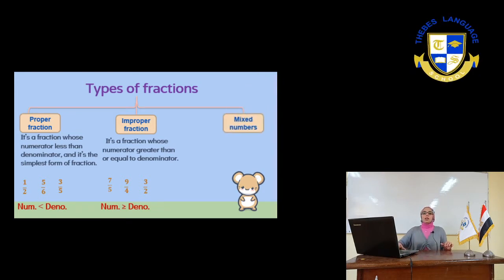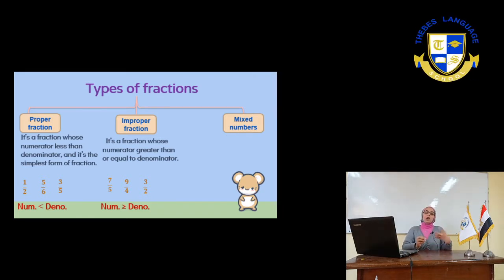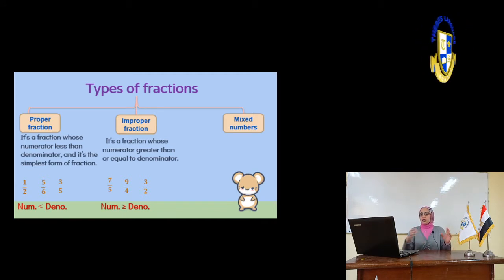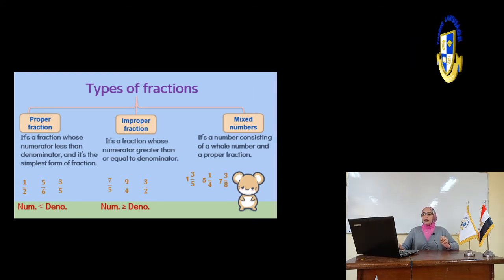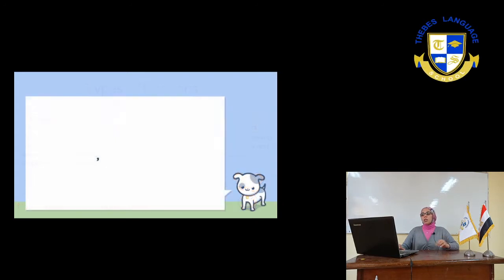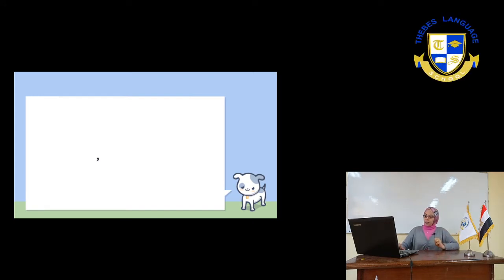Okay? The last type is a mixed number. A mixed number is a mix between the whole and the proper. So if we have 1 and 3 over 5, or 5 and a quarter, or 7 and 3/8, all of them are mixed because we have a whole number and a proper fraction. Okay? Next slide.